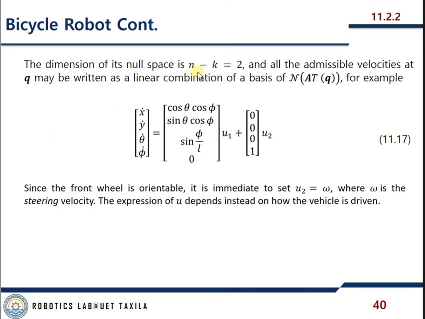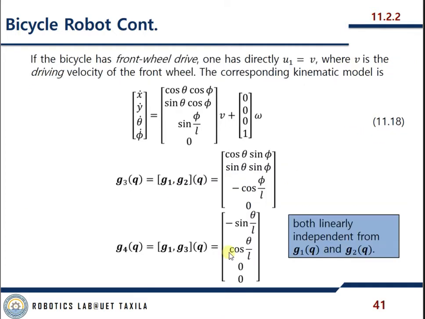So the dimension of the null space is n minus k, which is 4 minus 2, equals 2. And all the admissible velocities at q may be written as a linear combination of the basis of this null space, for example, u1 and u2. Since the front wheel is orientable, it is immediate to set u2 equal to omega, where omega is the steering velocity, which is phi dot. The expression of u1 depends instead on how the vehicle is driven. So if the bicycle has front wheel drive, one has directly u1 equals v, where v is the driving velocity of the front wheel.